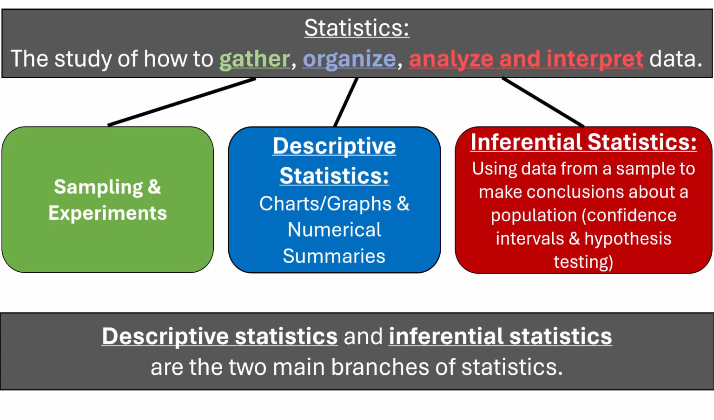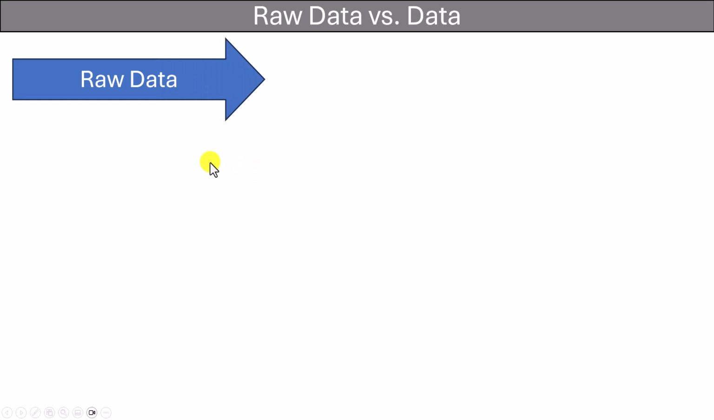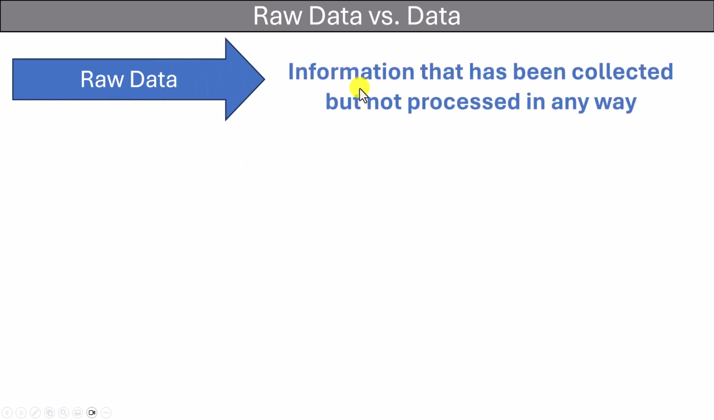Now, at this point, we haven't really given a definition of data, so let's go ahead and dive into that a little bit deeper. So we have to make the differentiation between raw data and just data. So what do we mean by raw data? Well, the definition that we're giving for raw data is information that has been collected but not processed in any way. And this can take a lot of different possible forms.